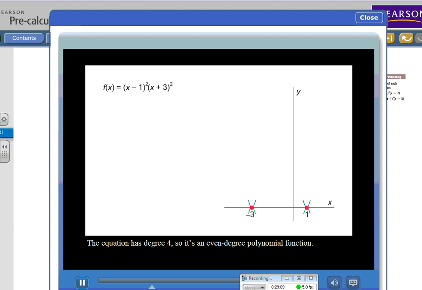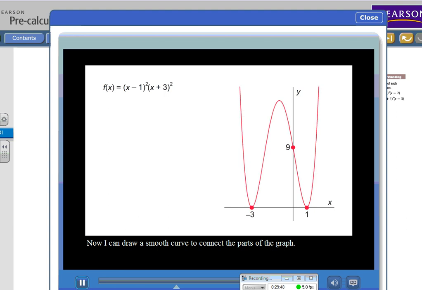The equation has degree 4, so it's an even degree polynomial function. The leading coefficient is positive, so the graph opens up. Since the graph opens up, I know that it will open up at x equals 1 and x equals negative 3. The y-intercept is the value of y when x is 0. So the y-intercept equals negative 1 squared times 3 squared, which is 1 times 9, or 9. I can mark a point at 9 on the y-axis. Now I can draw a smooth curve to connect the parts of the graph.